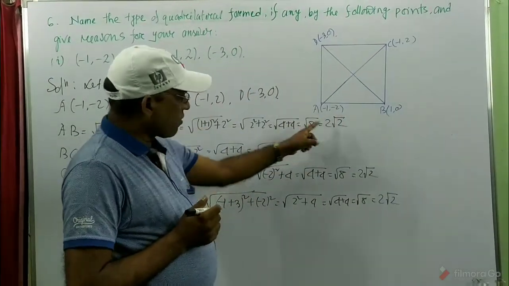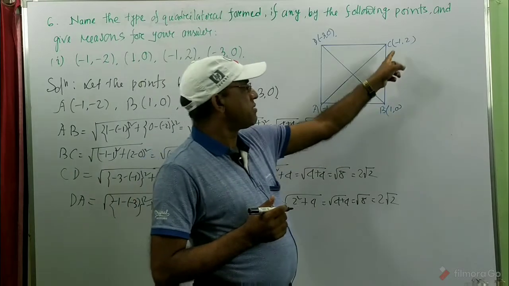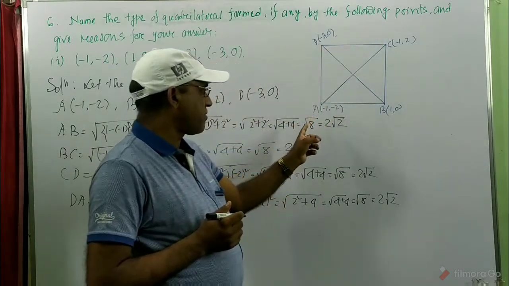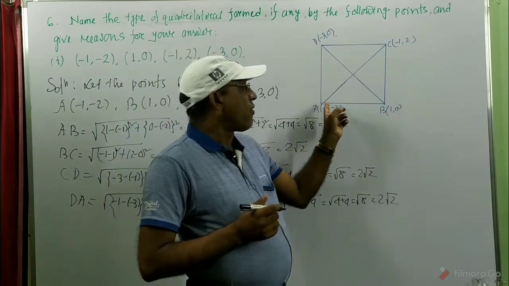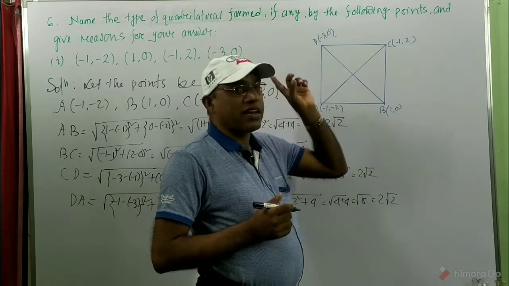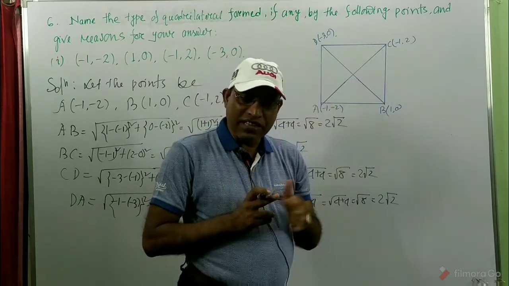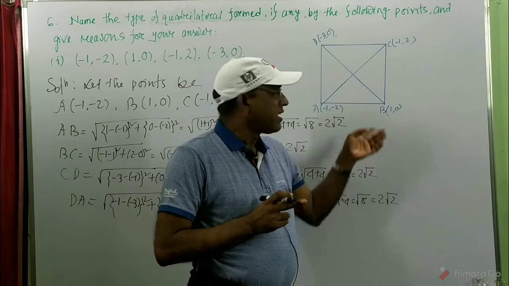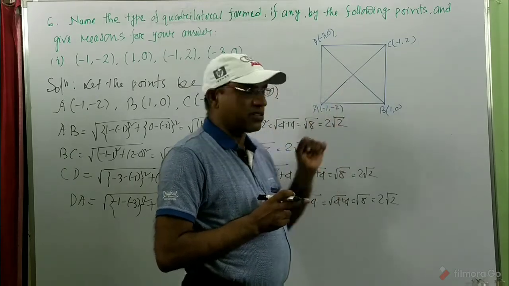Now we get all the sides are equal: AB, BC, CD, DA, all the sides are equal. Now whether AC and BD are equal or not. If AC and BD are equal, then this will obviously be a square, and if AC and BD are not equal, then this is a rhombus.